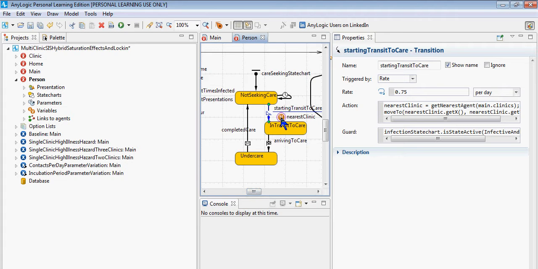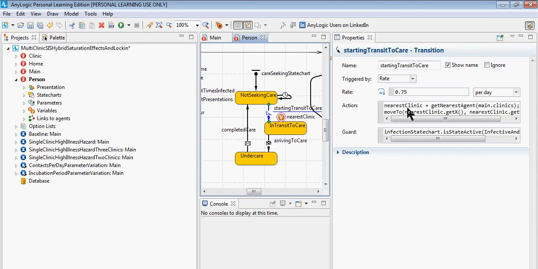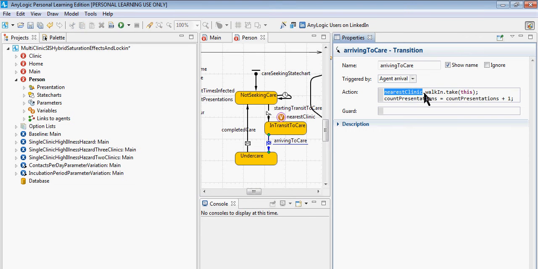Now, when this happens, what do you think happens in the entry to this transition, based on yesterday? If this is an in-transit state, you notice there's an arrival here. What do you think we start doing here? We get them moving. Here's this move to. See that? They move to the clinic. And then they get to the clinic. They arrive for care here.